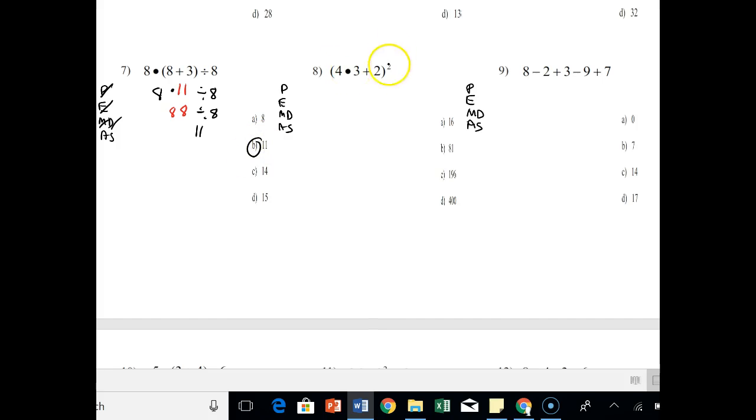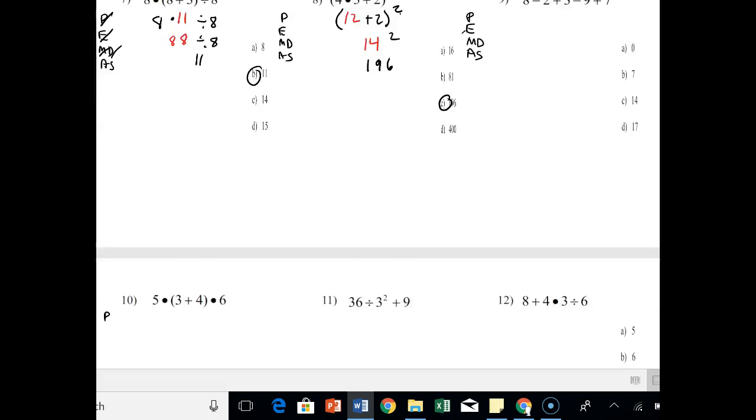Number 8 I'm going to do with you. Notice the exponent is outside the parentheses, so you have to do everything inside the parentheses first. So first you're going to do the 4 times 3, which is 12. Keep your parentheses, plus 2, keep the squared. Now it's going to be very tempting to do the squared, but again, it's outside the parentheses, so do what's inside the parentheses first. 12 plus 2 is 14. And then you drop your parentheses, and now it's squared. And 14 squared, you don't have to freak out. You have a reference sheet. You can literally figure out what 14 times 14 is, and it's 196. And your answer is C. So because I did 8 for you, you're going to have to do 9 on your own.